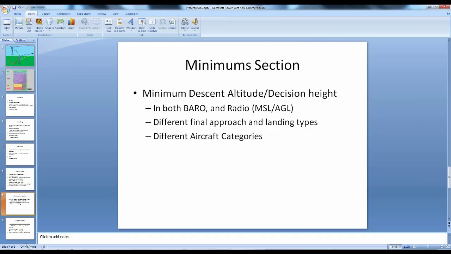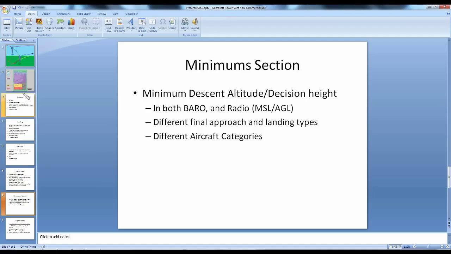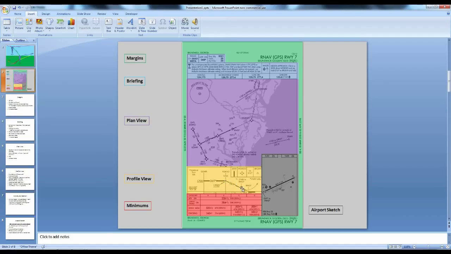Is there anything else in the profile view? Visual descent point, if applicable. So you see this little V here? We're right here where it says an asterisk 1.3 nautical miles to runway 7, and then it's got a straight line. There's a V right above the bold line. That is the visual descent point.